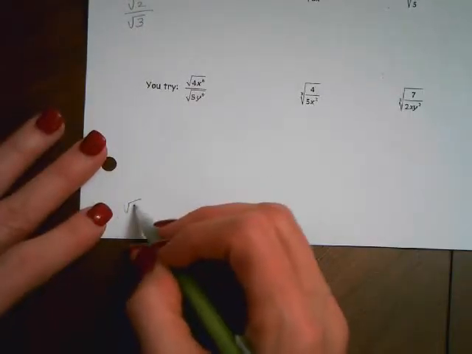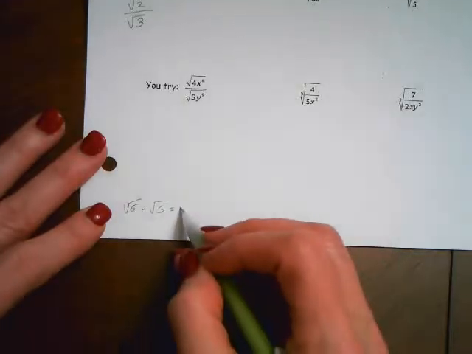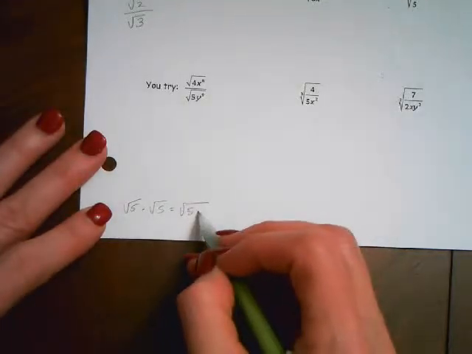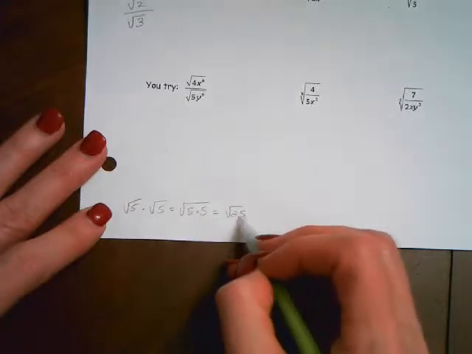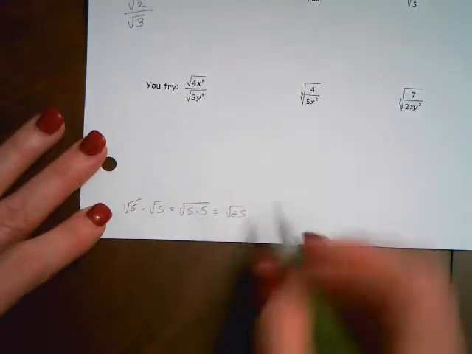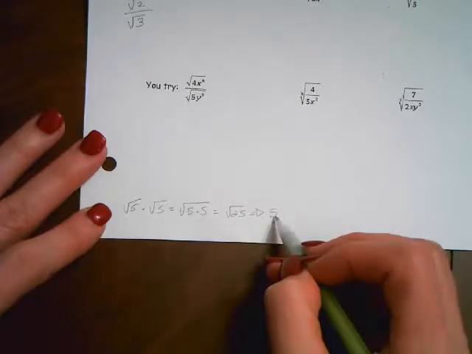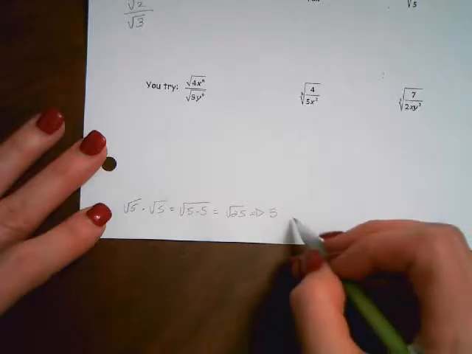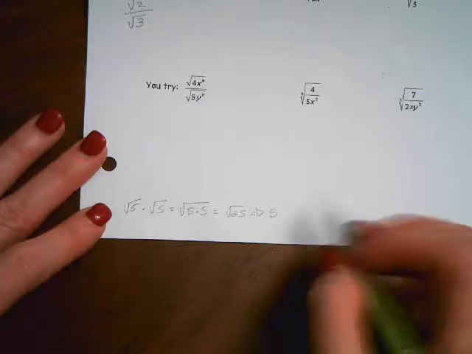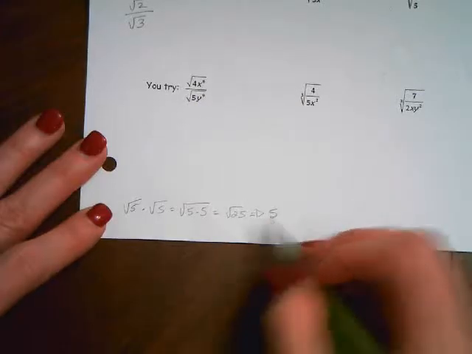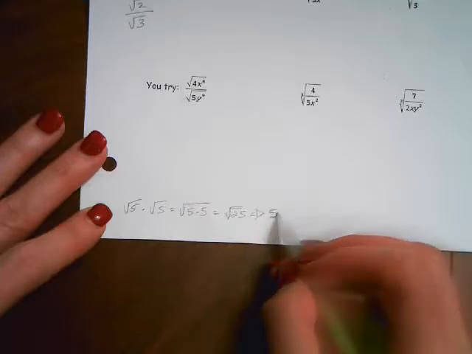If I have the square root of 5, and I multiply it by the square root of 5, what does that equal? Well, it equals 5 times 5 underneath the square root, which equals the square root of 25. Well, what's the square root of 25? It's just 5. The answer is 5. The radical sign goes away. Okay, so remember how 5 squared is 25, and we take the square root of 25, it is 5. So the square root of 25 becomes 5. The radical sign goes away.